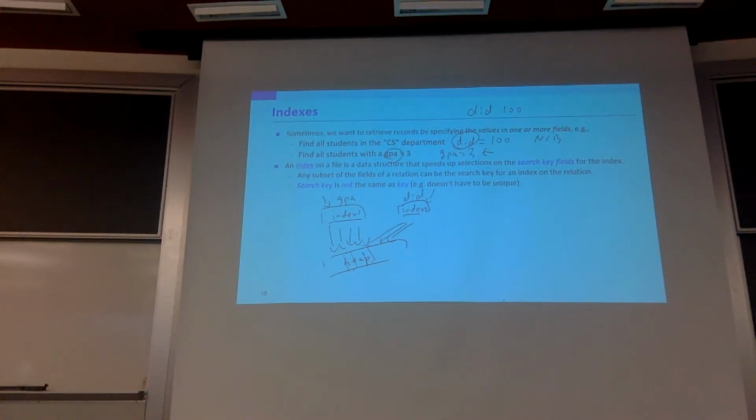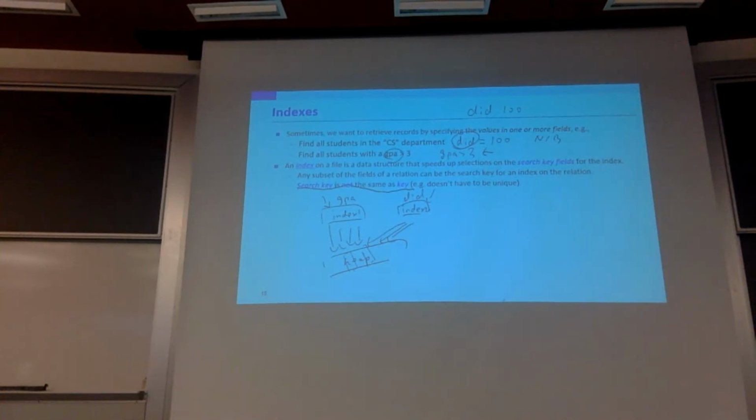So remember the search key, this is the second time we mentioned this. Search key is not necessarily the same as the key because you can only have one key for one particular schema. But for a particular table, you can build multiple indexes of different search keys. Right?